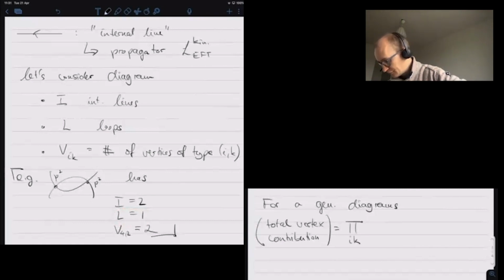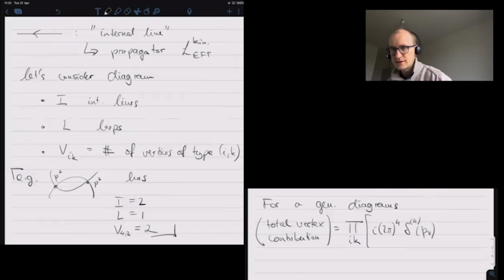The factor is the product over all vertices. For each vertex, I'm going to have a factor of i times (2π)^4, that's just convention. Then I always have conservation of momenta at the vertex. All the momenta that go to the vertex should be conserved. Then I have p over m to the power K. I'm going to take the product over vertices of type IK, and because it has K momenta, I'm going to get p over m to the power K.